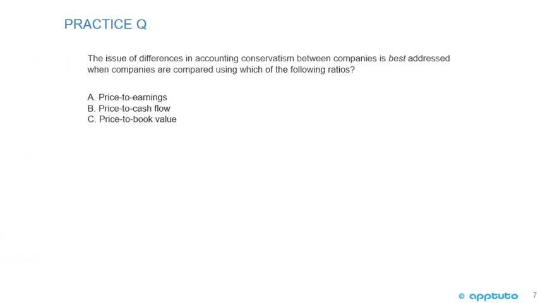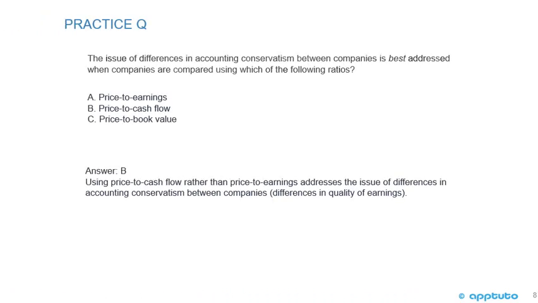Another practice question. The issue of differences in accounting conservatism between companies is best addressed when companies are compared using which of the following ratios: A, price to earnings, B, price to cash flow, or C, price to book value. Okay, this is an easy question for you accountants out there, because you know the issue about professional judgment and accruals, etc. Earnings can be managed a little bit. So the correct answer is B.